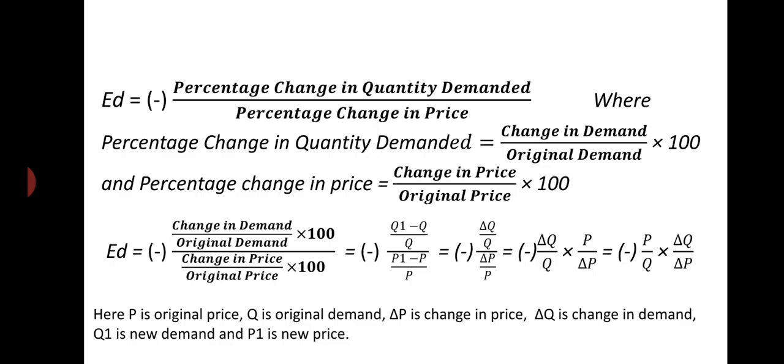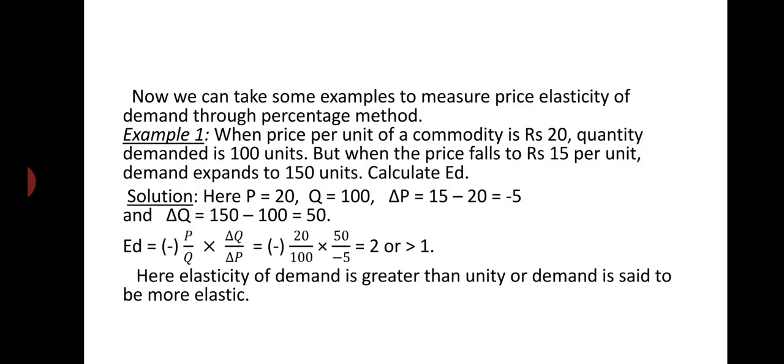Here P is original price, Q is original demand, delta P is change in price, delta Q is change in demand. Okay, and Q1, P1 are new demand and new price, right? We will now take some examples to know how to calculate them, how to find out the value of price elasticity of demand. Just take one or two examples.